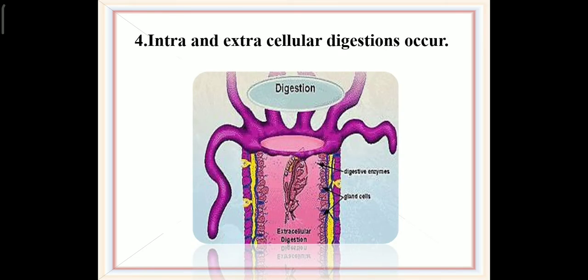Now, digestion actually takes place intracellularly and extracellularly. Intracellular means when digestion takes place inside the cells. This kind of digestion is called intracellular digestion. But when the digestion takes place outside of the cells, this kind of digestion is called extracellular digestion.